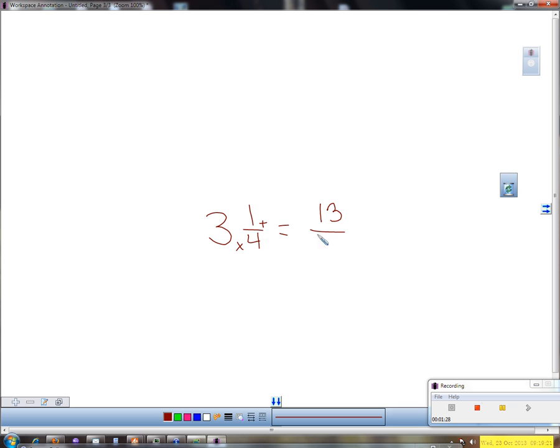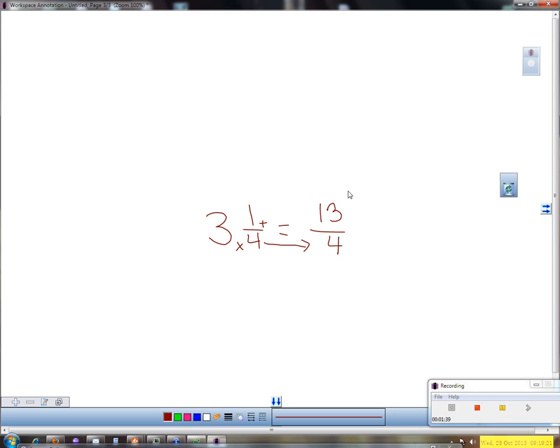To find your denominator, all you need to do is whatever the denominator was in your mixed number, it stays the same. So if it was a 4 here, then your denominator stays a 4. So 3 1/4 changes to 13/4.